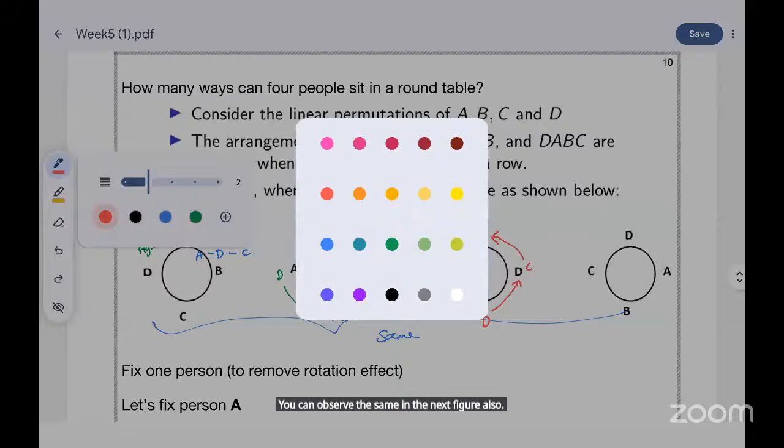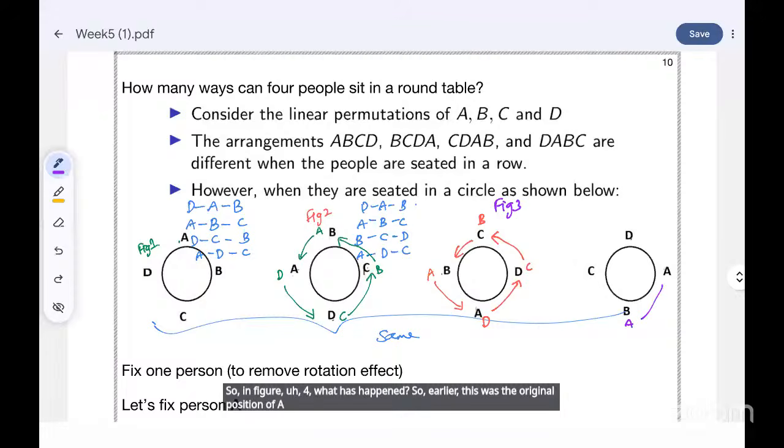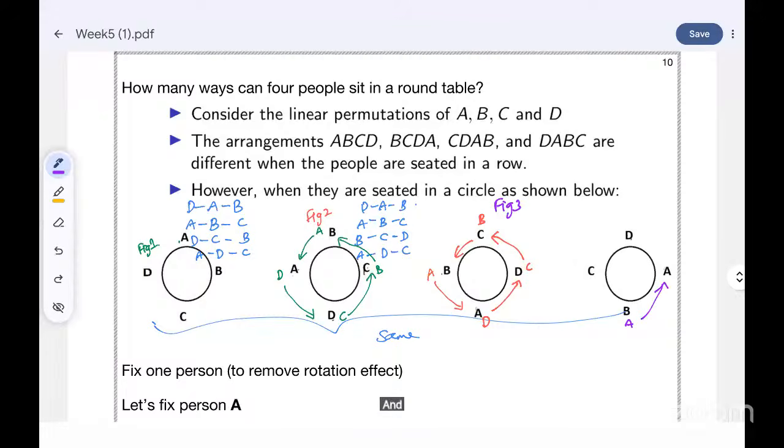So if this is figure 3, in figure 4 what has happened? Earlier this was the original position of A in figure 3, which moved here. The original position of D was here, which moved here. The position of C was here, which moved here. And D was here, which moved here. You understand what's happening? Everything is just rotated once. So the neighbors have not changed. The arrangement is exactly the same. Nothing has changed. Okay? Is this clear?